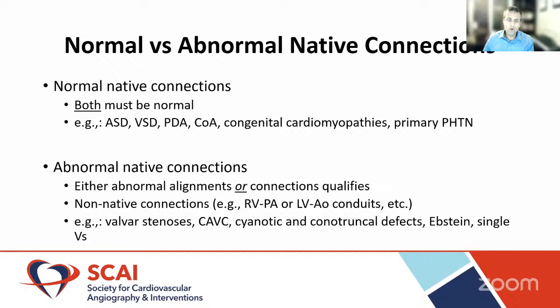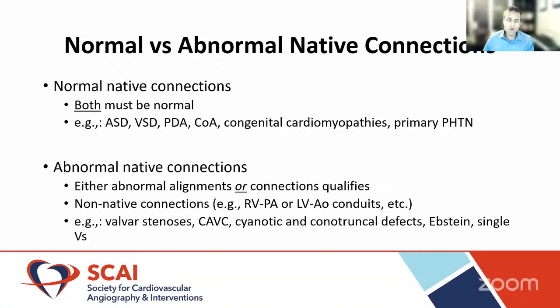So, and then of course also any non-native connection. Remember, the reason we incorporated the term native was a tetralogy patient, for instance. They have an RV-PA conduit. All those alignments are now corrected, or double outlet right ventricle, but the connections are not native anymore. So obviously that's going to be an abnormal connection.